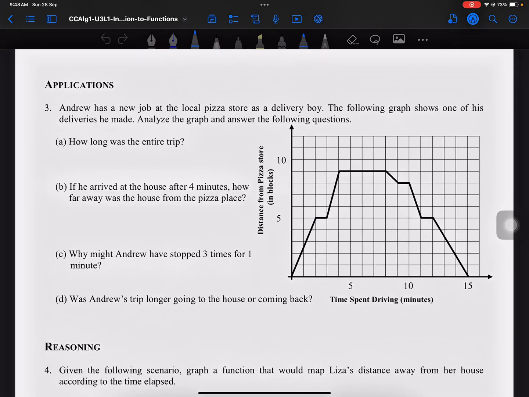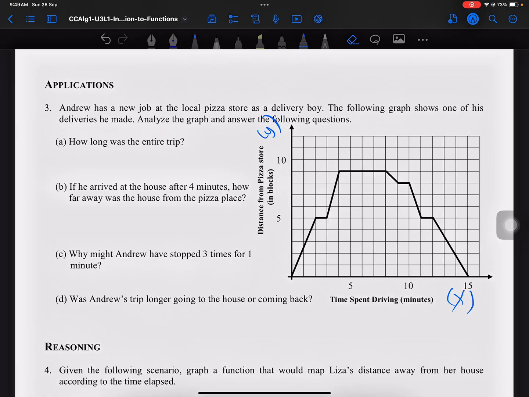Now for question 3, we are going to learn how to read a distance time graph. So distance y, time x, x-axis. The x-axis sideways shows the time in minutes. The y-axis upward shows the distance from pizza store in blocks. So we will follow Andrew's trip step by step. A, how long was the entire trip?